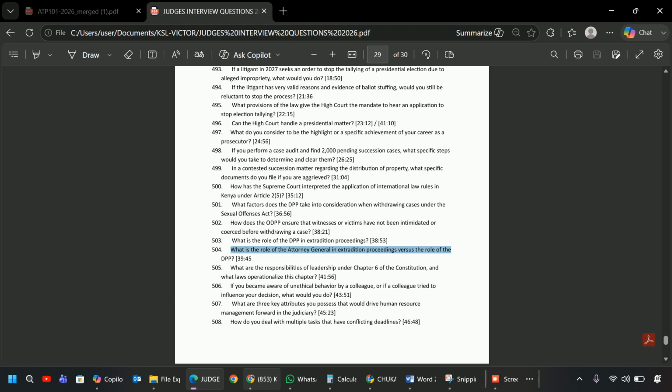Then we have the arrest stage. So remember, the first stage is the incoming request, then the second stage is the arrest stage. Arrest may occur, one, on a provisional warrant pending full papers, as you have seen in Section 13 of which Act?